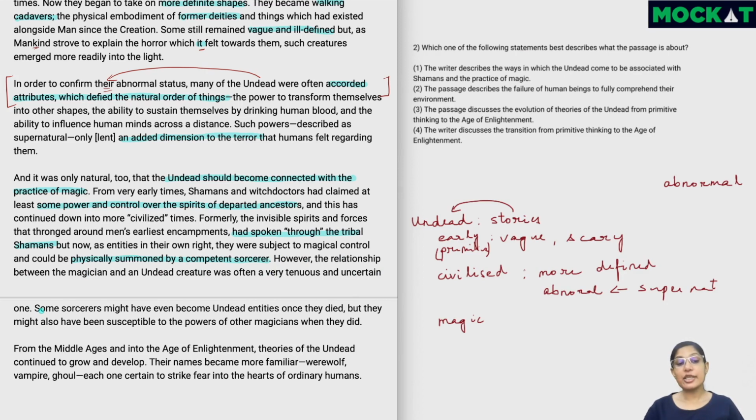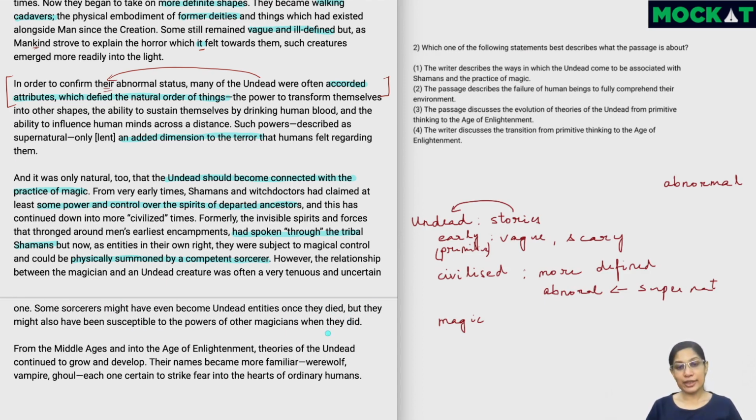So this relationship between these magicians, witch doctors, shamans and the undead is very tenuous and uncertain. Now, tenuous basically means a very weak relationship. But if you're not very sure, you can just use the word uncertain and infer that the relationship is uncertain. The next sentence helps us to infer why. "Some sorcerers might have even become undead entities once they died, but they might also have been susceptible to the power of other magicians when they did."